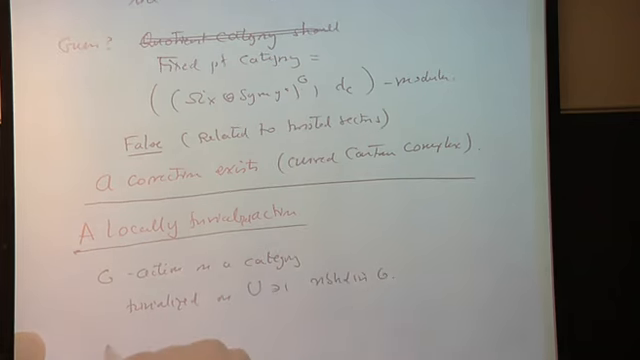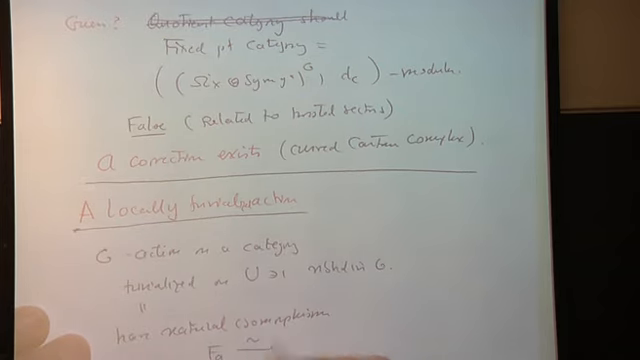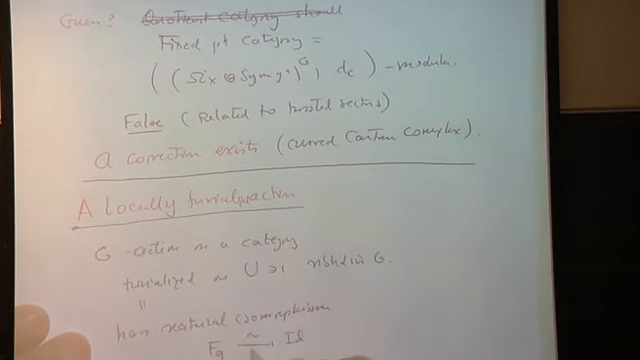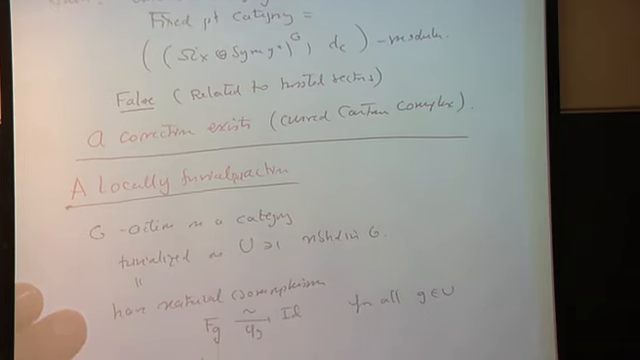And trivialized means you have natural isomorphisms from the action of a group element to the identity functor. So let's give them a name, phi g, for all g near 1, for all g in U, and these are coherent under multiplication whenever you can multiply.